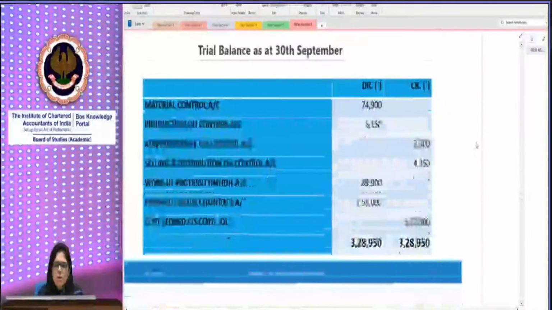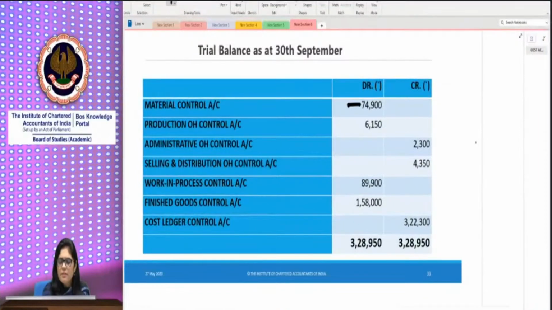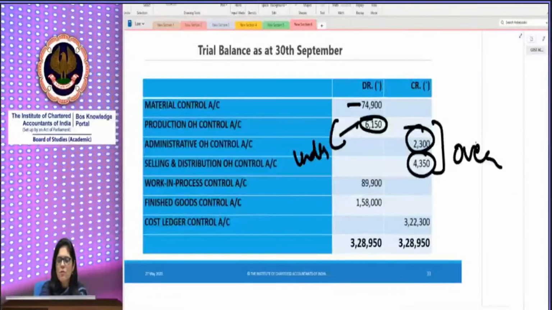Moving to, so this is the trial balance. Material always has a debit balance. Production overhead, debit balance. Administrative overhead, credit. Selling and distribution, credit. So these are over absorbed balances. Debit are under absorbed balances. We're talking about overheads.